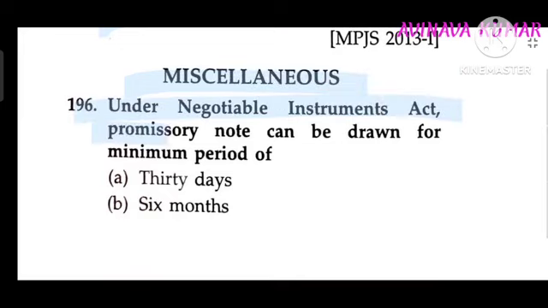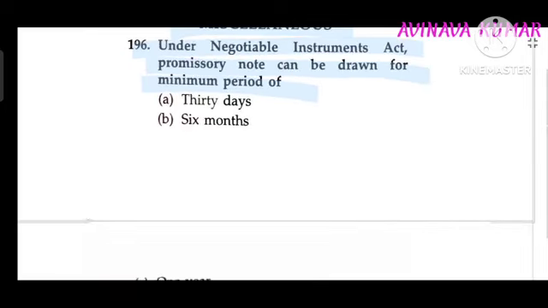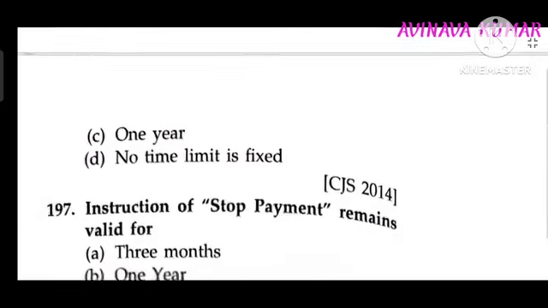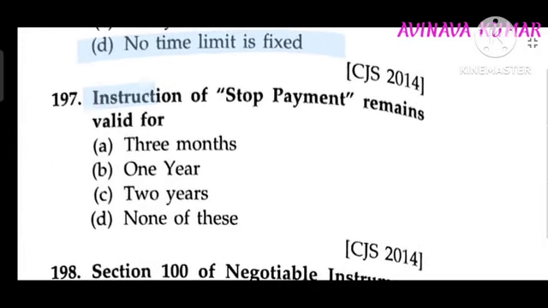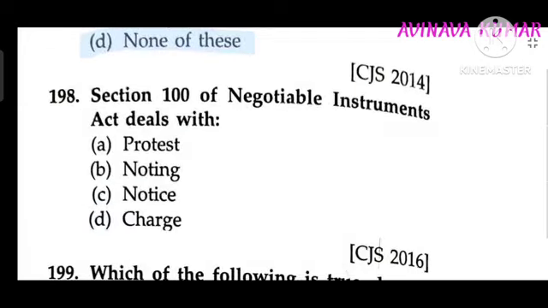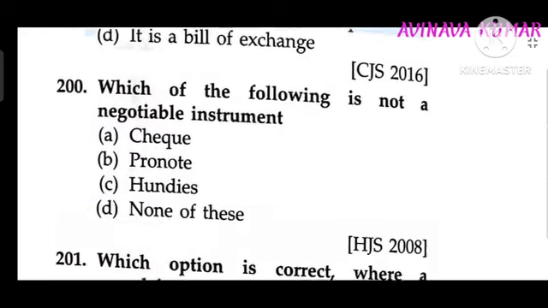Miscellaneous. Under NIA, a promissory note can be drawn for a minimum period of? No time limit is fixed. Instruction of stop payment remains valid for? None of these. Section 100 of NIA deals with protest. Which one of the following is true about a bank draft? It is very much like a check.